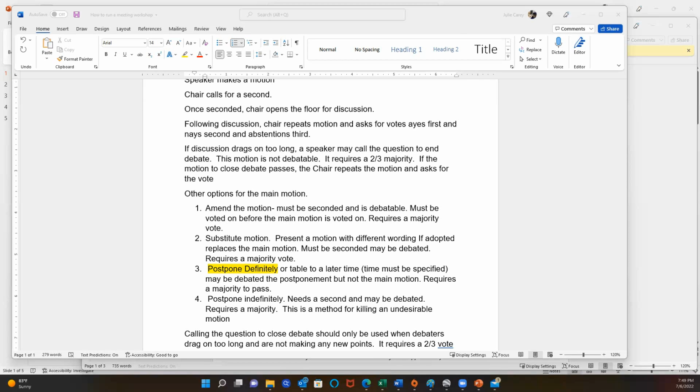But laying on the table, here's an example. The chairman would say to the members of the meeting, I have just been informed that the kitchen will be closing in an hour. May I have a motion to lay the current motion on the table so that we will have time to look at the menu and put in our orders before the kitchen closes.